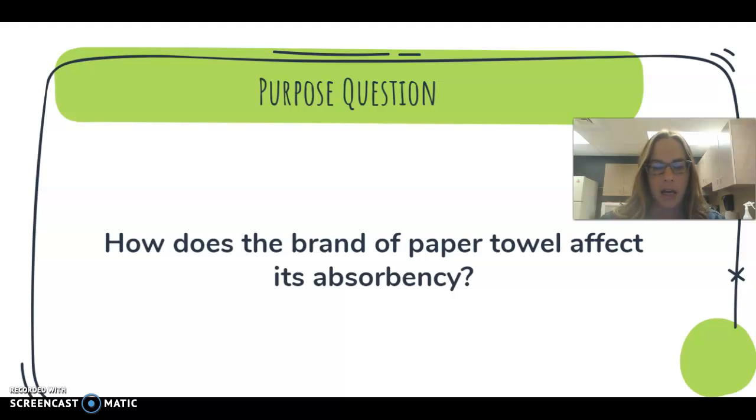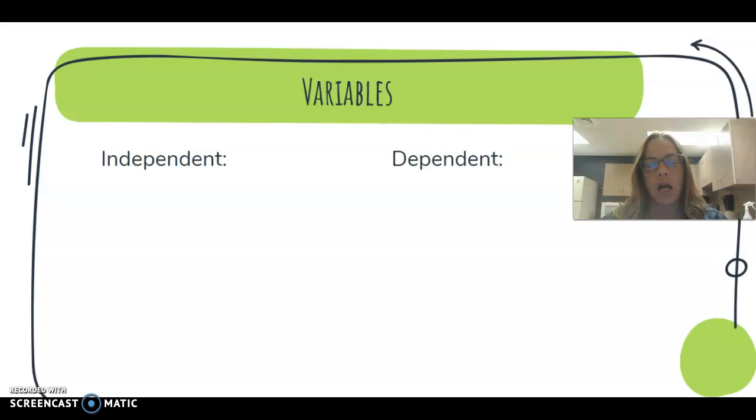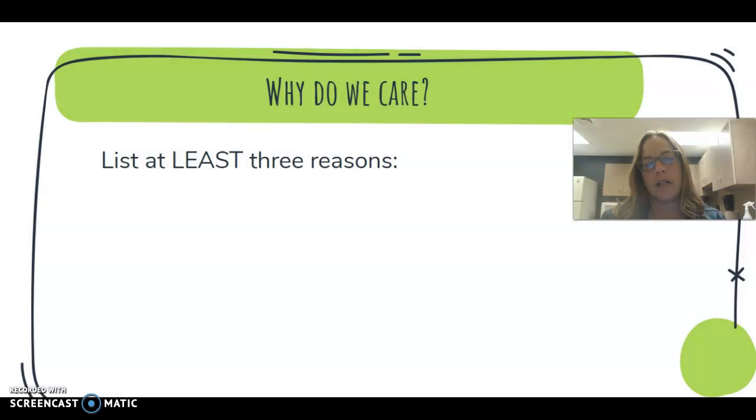On this next slide down, which I think is slide 4, I need you to go in there and list the independent variable for this and then the dependent variable. When you're done with that slide, you're going to advance to the next slide, which says, why do we care? Why in the world would we ever want to measure this? Why would we want to run this mini lab?